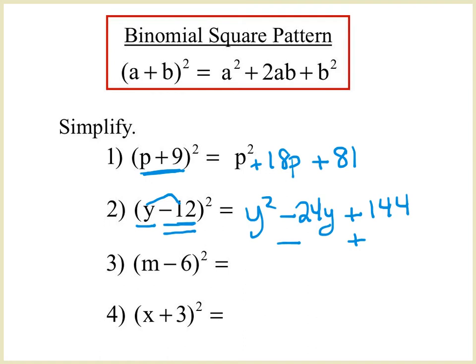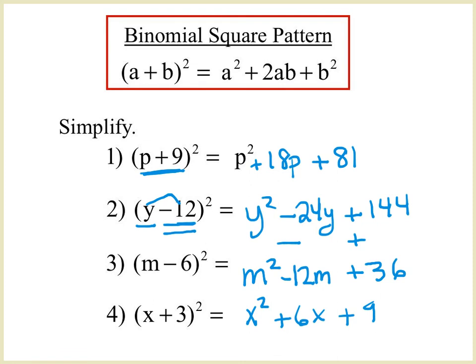Now check your work. Number 3, we get m squared 36. What kind of 36? It would be a positive 36. Negative 6 times negative 6. And the middle term will be 2 times negative 6 times m, which would be negative 12m. Number 3 will be x squared plus 6x plus 9.